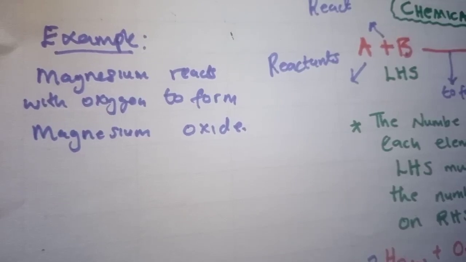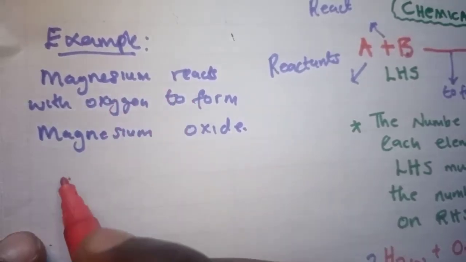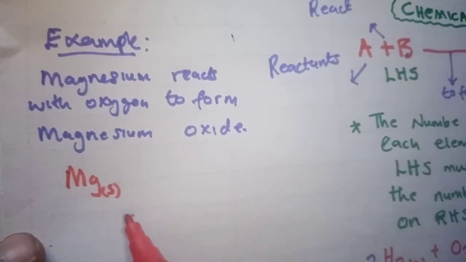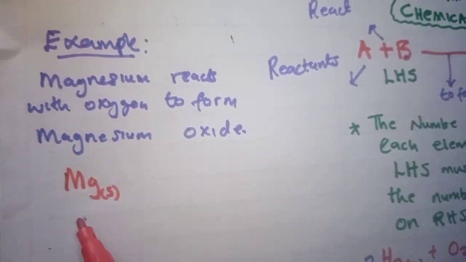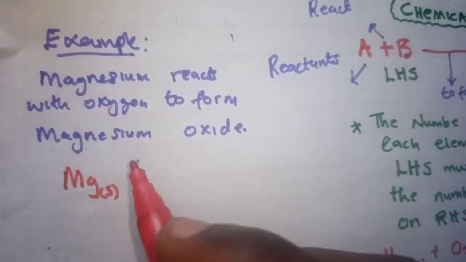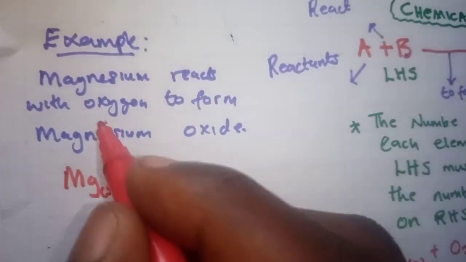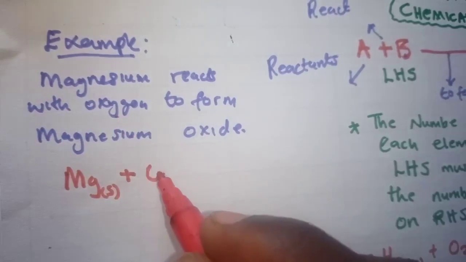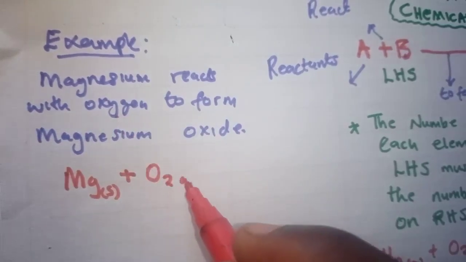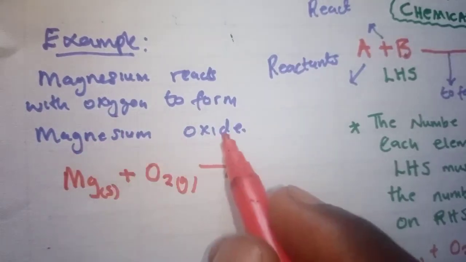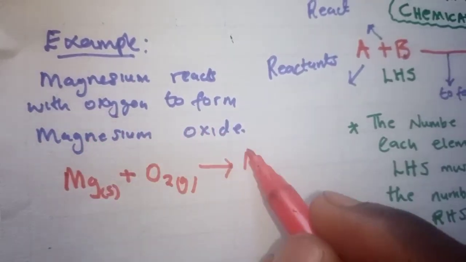So you're told magnesium is written like this. Magnesium is a solid, it's a metal. All metals in groups 1 and 2 are solids. So magnesium reacts with, we say plus, oxygen. So oxygen O2 is equal to, it forms what? Magnesium oxide.